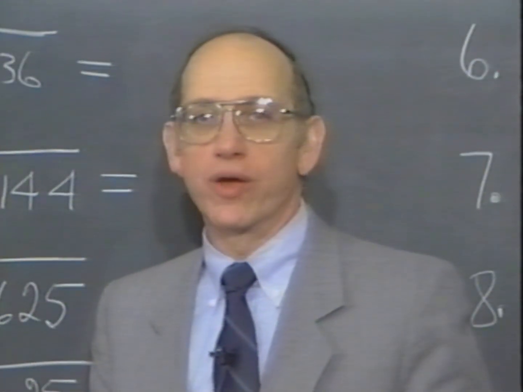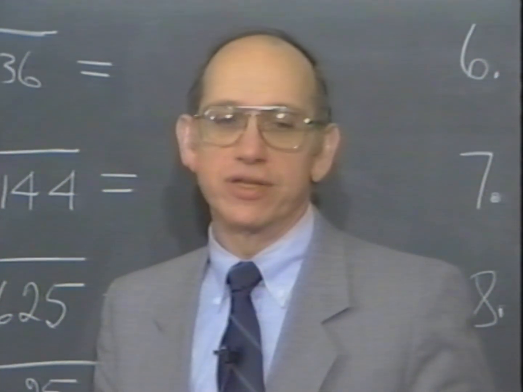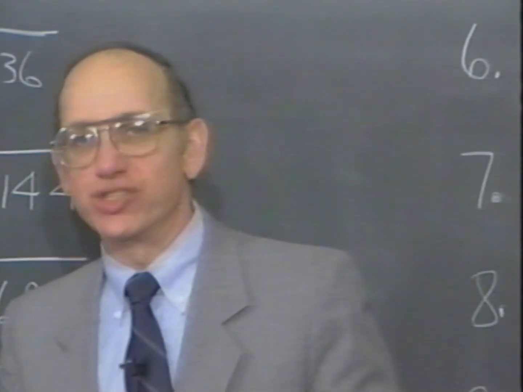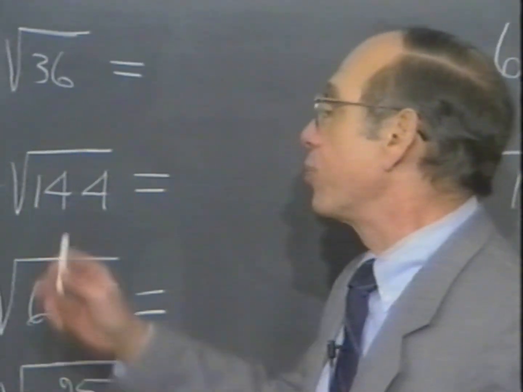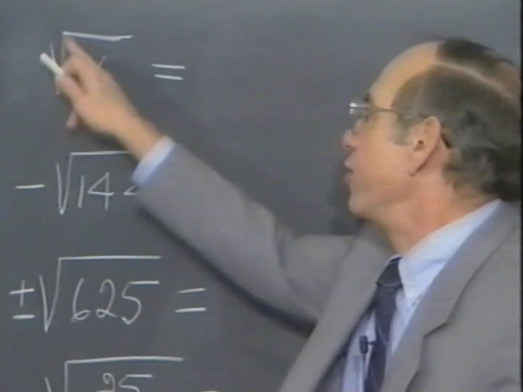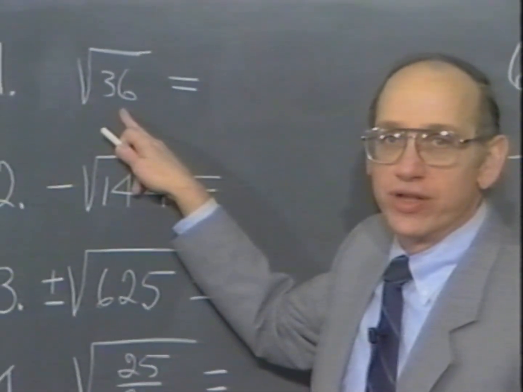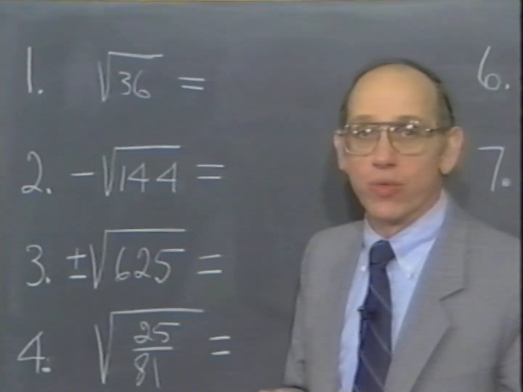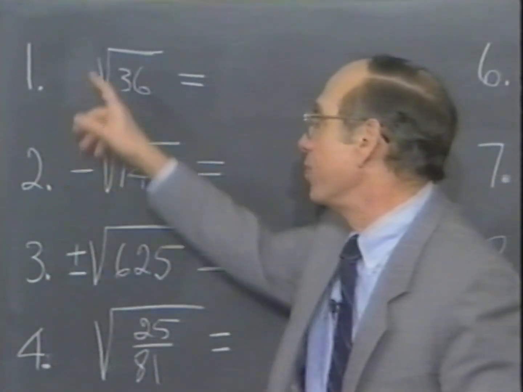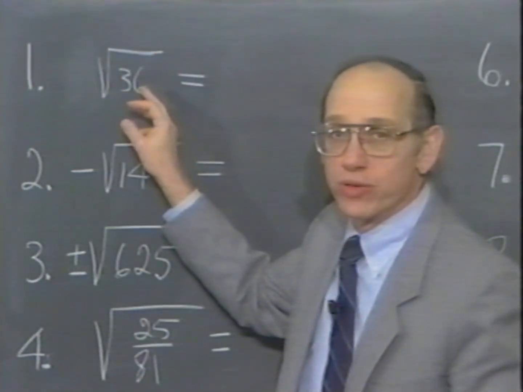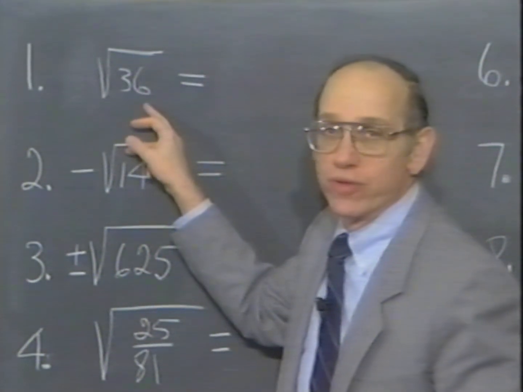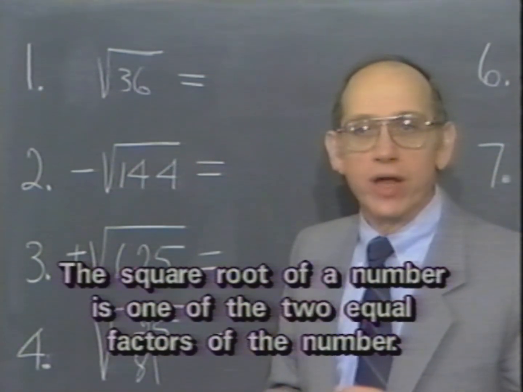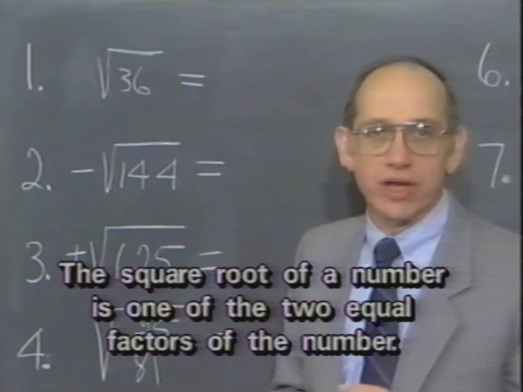In this section, we're going to discuss the topic of radicals. Now, a radical really means a root, just as in the word radish. It means a root. If we look at problem 1, it says the square root of 36 equals what? Well, square root of 36, what does that really mean? The symbol is a radical, and it indicates we're supposed to find the square root of the number under the radical. Now, the square root of a number is one of the 2 equal factors of the number.